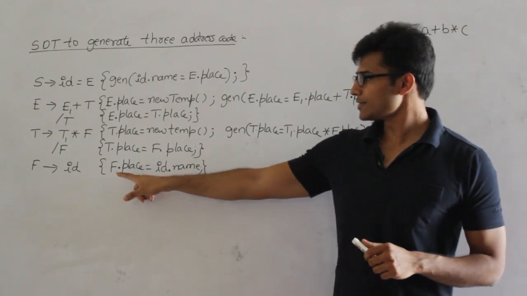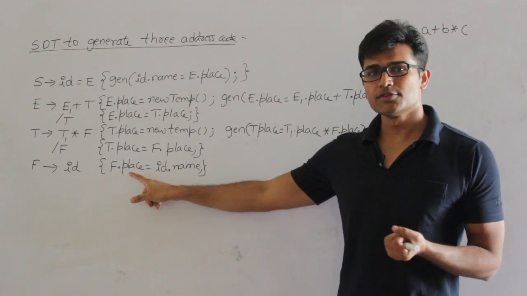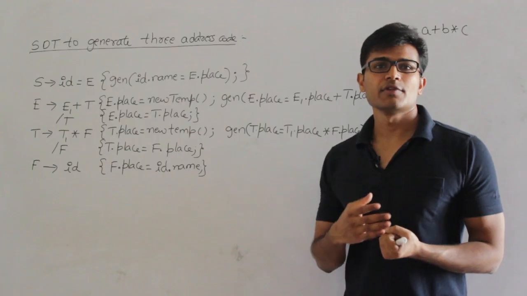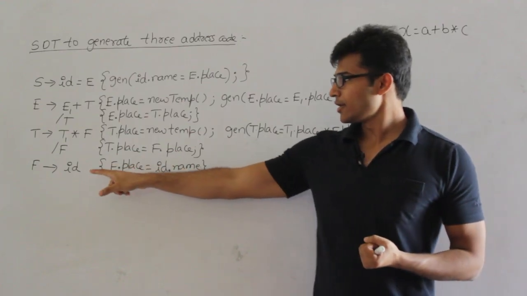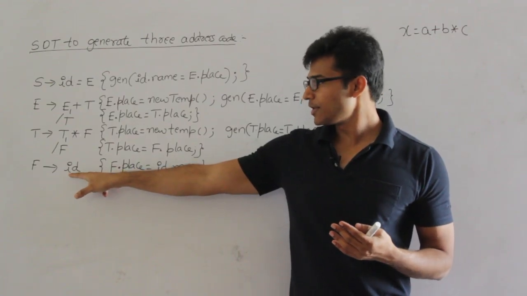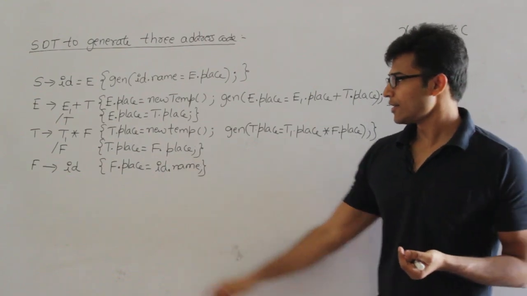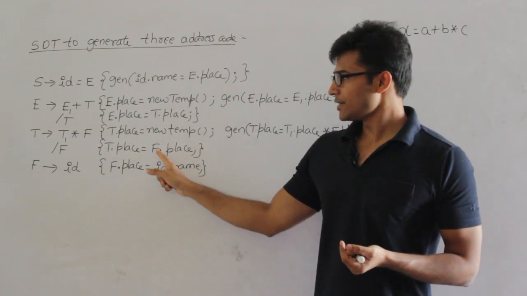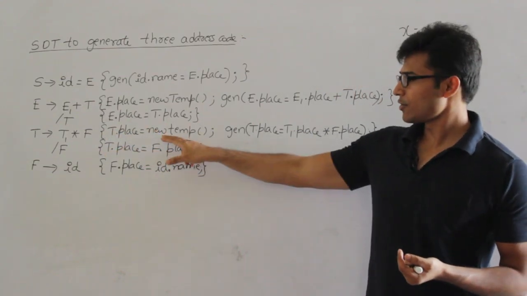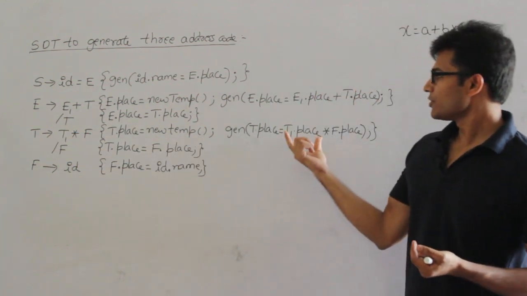The semantic rules are these: f dot place is an attribute which is used as a placeholder, which means it is going to remember the name of that variable. For example, here id can be a, b or c. In that case f dot place equal to a or b or c, and then t dot place equal to f dot place, and then t dot place equal to a new temporary variable, which means sometimes we are going to create a new temporary variable, and then to that temporary variable we are going to generate this code.